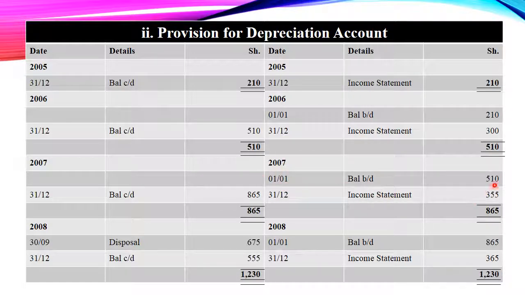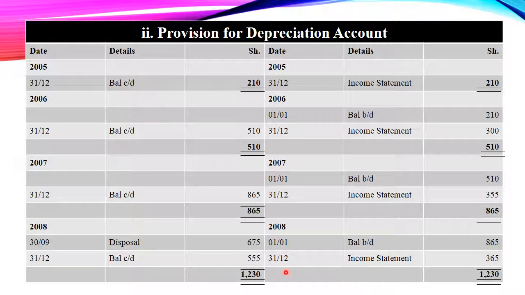Then the total, when you add 510 and 355, you have 865. You carry down that and you balance it off, it's 865. In 2008 again, the figure that is brought forward from the year 2007 would be our opening balance as at the 1st of January 2008. So we have the figure as 865.